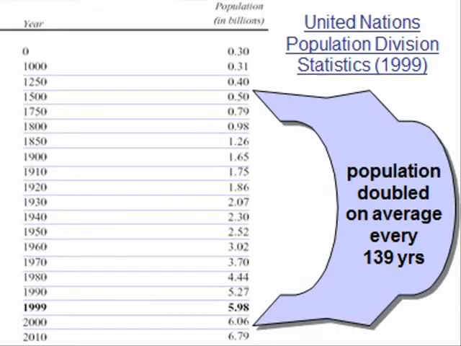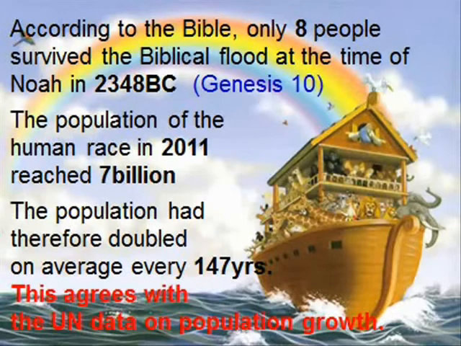The United Nations Population Division statistics of 1999 show that the population doubled on average every 139 years between 1500 and 2000 AD. Now, if we look at the Bible account of the flood, only 8 people survived at the time of Noah. The population of the human race in 2011 reached 7 billion. The population therefore had doubled on average every 147 years. So this agrees with the United Nations data on population growth.